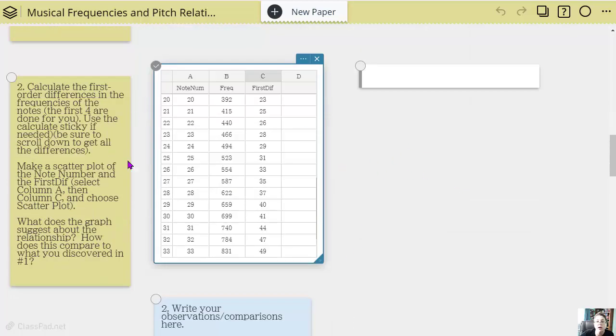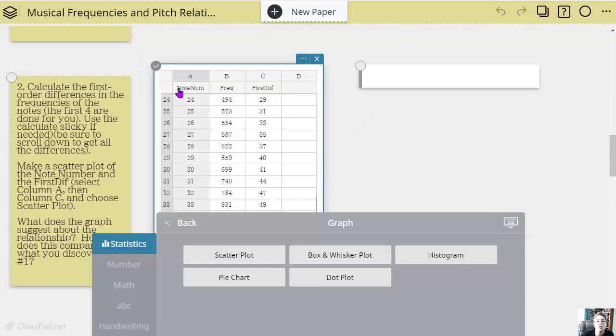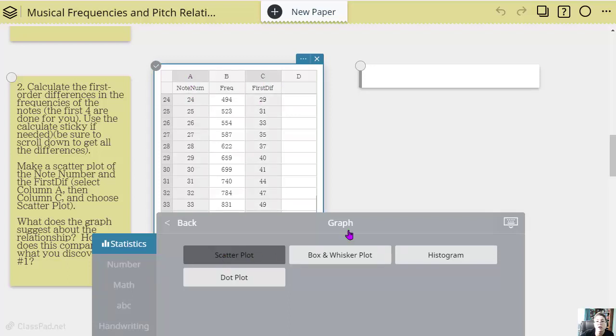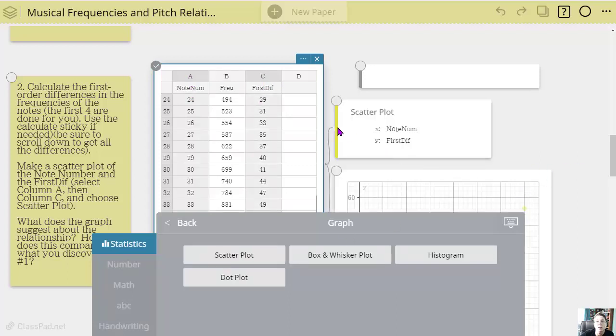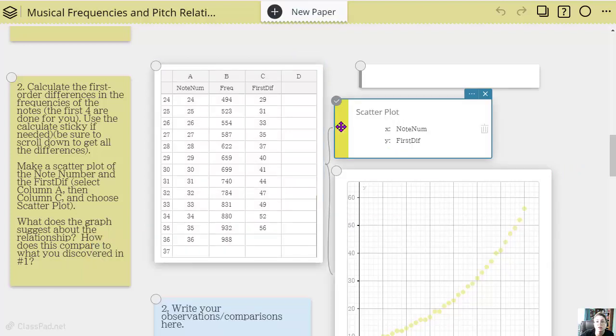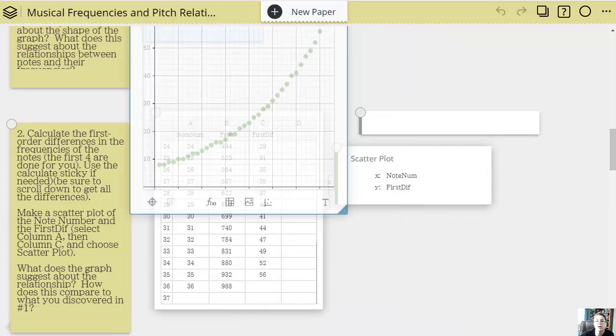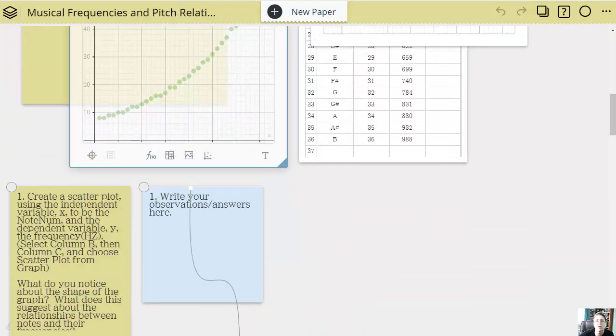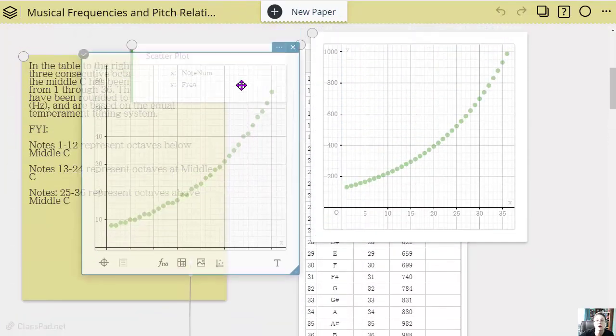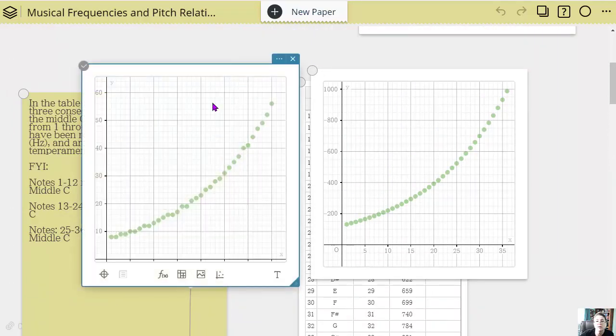So now they're asked to actually graph it and see what the relationship is. So we're going to click the note number and the first difference, and we're going to make another scatter plot. And let's actually change this color so it looks a little nicer. And what you notice is it looks very similar. We can even bring it up to the first graph so we can compare them next to each other. They look very similar, almost identical really, except for the numbers obviously. So they have the same relationship, so they're growing about the same, right?